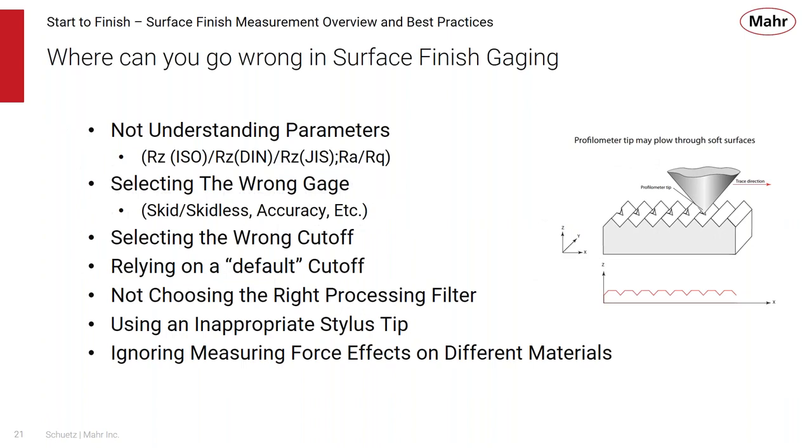So again, not understanding the parameters, selecting the wrong gauge, selecting the wrong cutoff, sometimes relying too much on default considerations, not choosing the right processing filters, using the appropriate tip, or even ignoring the measuring force can affect our readings. So you can see how a very soft surface can be damaged by the tip and influence our readings. All of these things are things to consider.